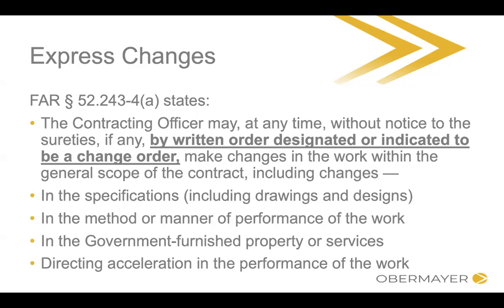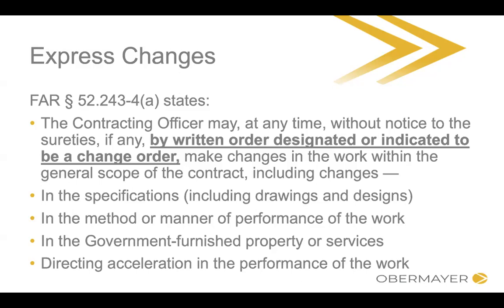So let's go back to the clause. Again, we're using the version that's at 243-4 because that's the most common version, in my experience with most government contracts. What it says is that the contracting officer may, at any time, without notice to the sureties, if there are any, by written order designated or indicated to be a change order, so in other words, a modification, make changes to the work within the general scope of the contract.